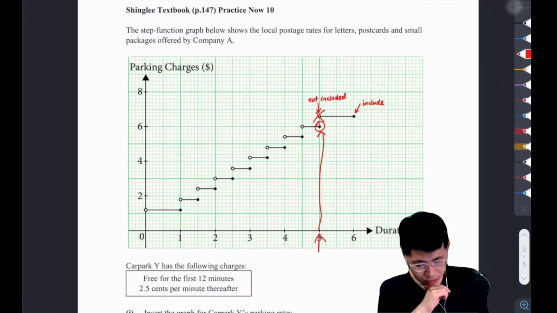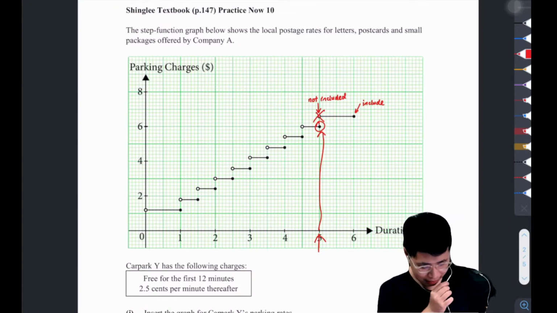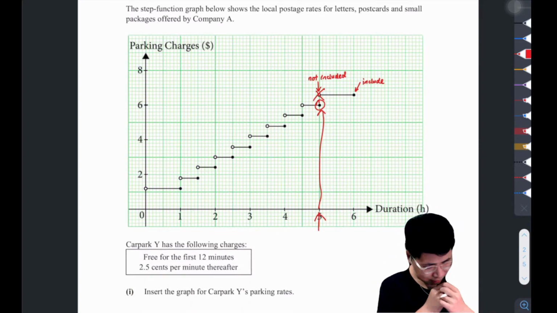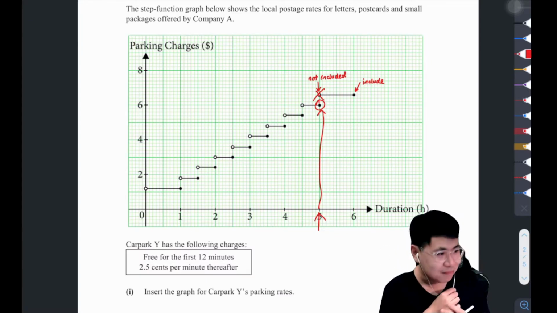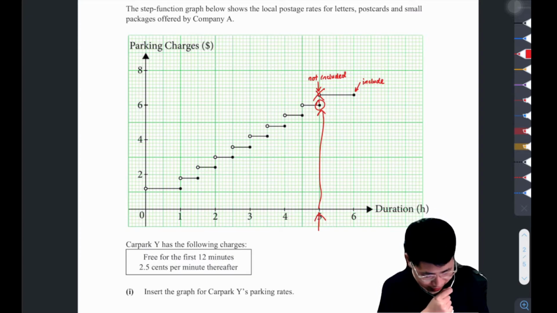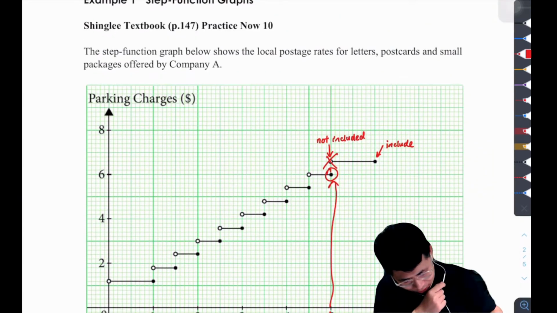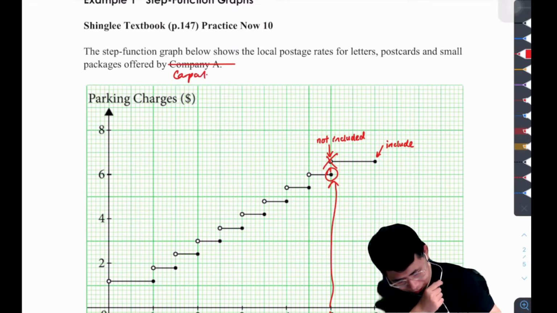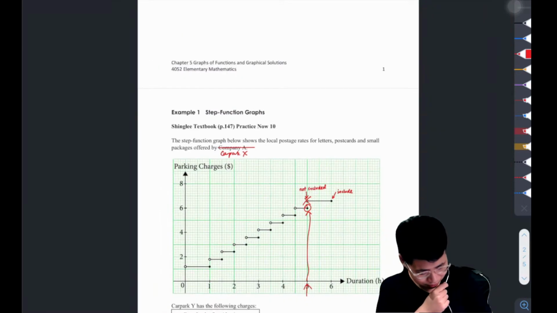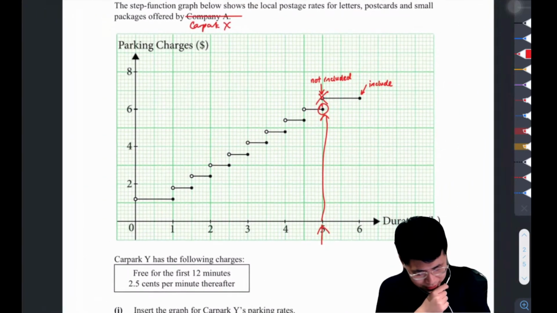This is actually a local postage rates for letters, postcards, and small packages offered by company A. Oh sorry, this is actually car park. Sorry, I think I typed the wrong context over here. So I think this is parking for car park X. Okay, apologies, this is going to be the wrong context. So this is car park X.